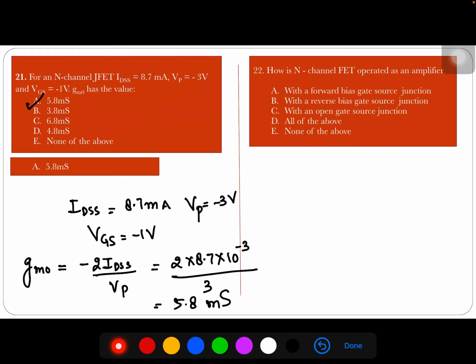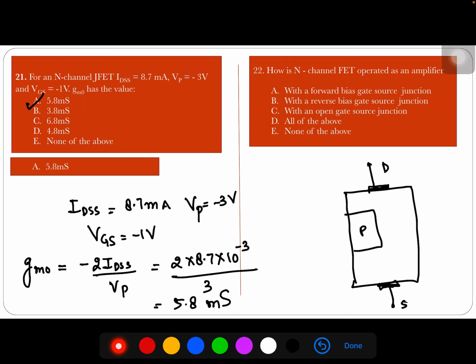Next question. How is an N-channel FET operated as an amplifier? As I told you, a JFET only works when the gate source voltage is reverse biased. There is no option for making it forward biased, and it is made reverse biased so that the input current could be made zero. Let me show you again.